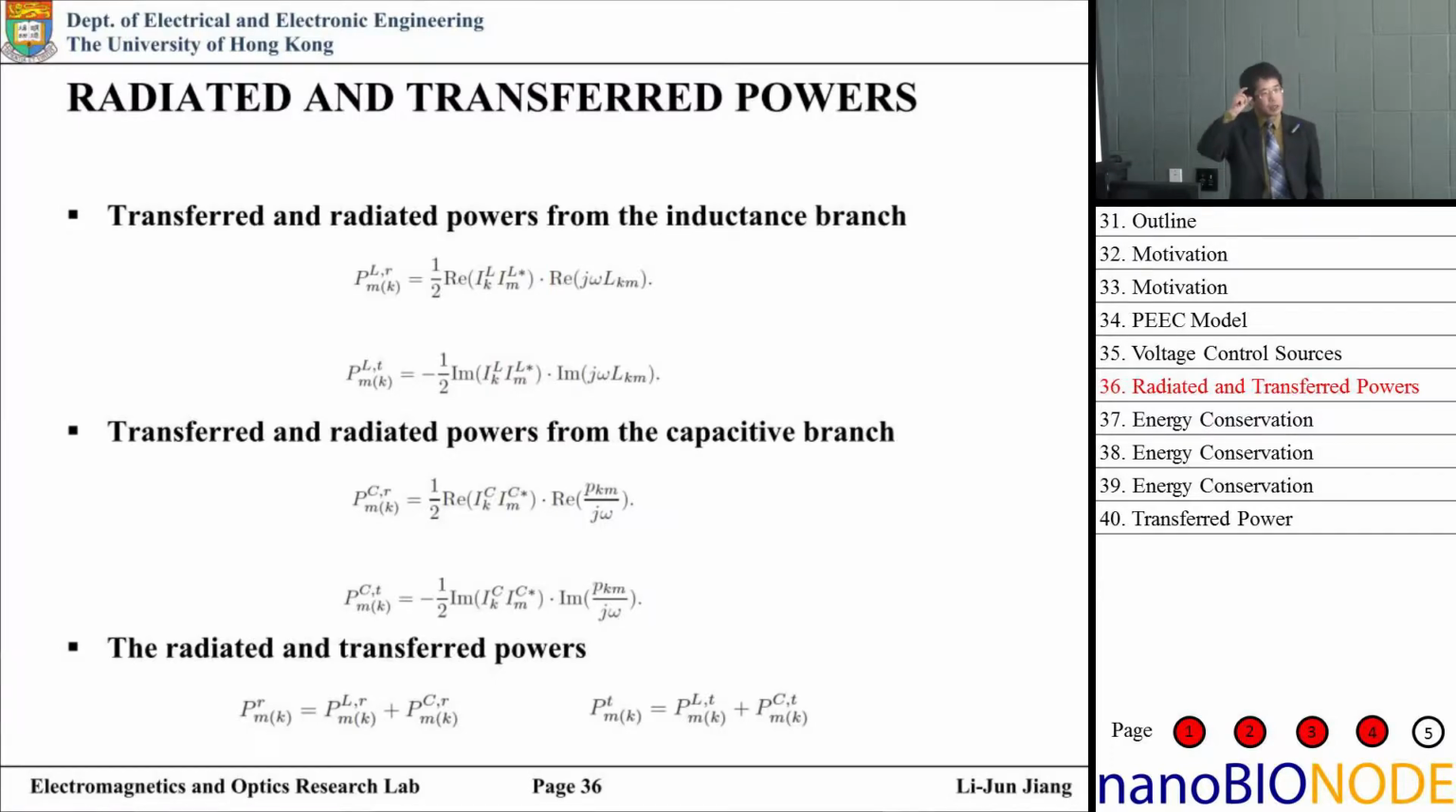And then use those complex voltage, complex inductance, and complex capacitance. Then we can compute the radiated and transferred power from the inductive branch and from the capacitive branch. And then we can get the total radiated and transferred power. So it means for different pieces, you can explicitly analyze the coupling between them, the radiation of each of them, and also the radiation because of coupling between them.